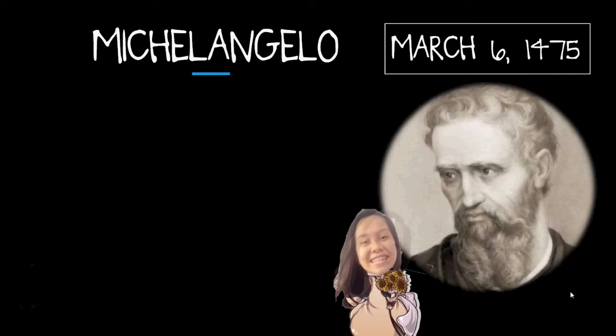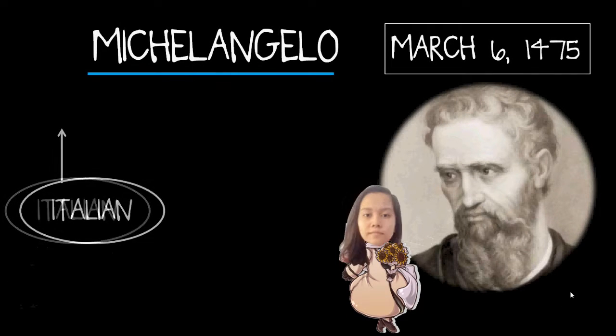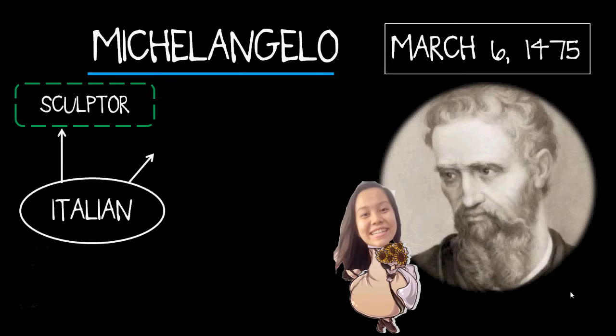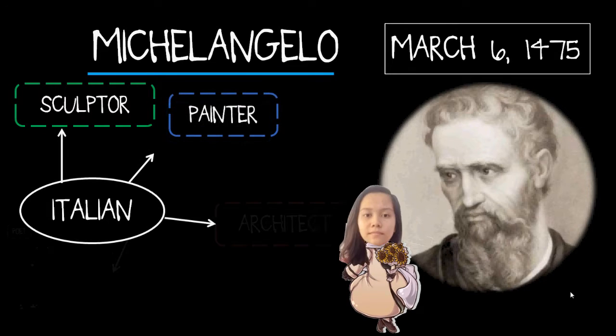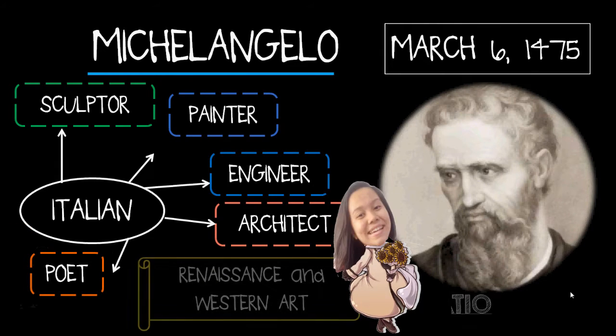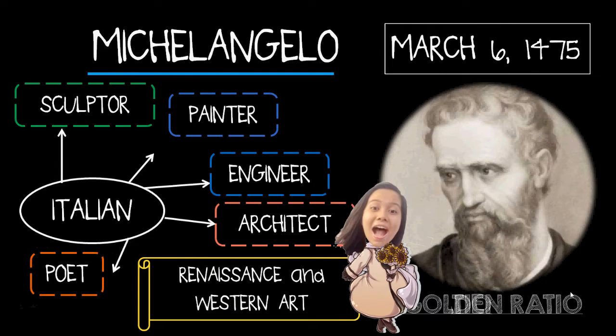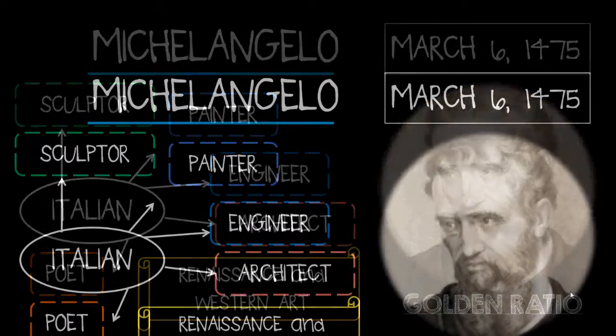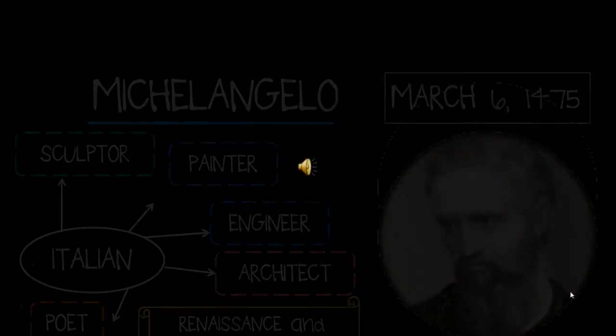Michelangelo di Lodovico Buonarroti Simoni, born on March 6, 1475, was an Italian sculptor, painter, architect, poet, and engineer of the High Renaissance who exerted an unparalleled influence on the development of Western art. He has been held as one of the greatest artists of all time. Here are two of his paintings with the golden ratio.